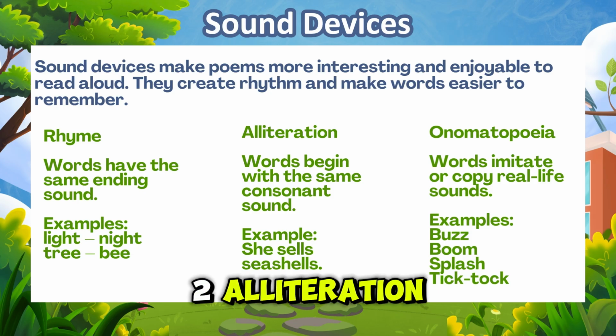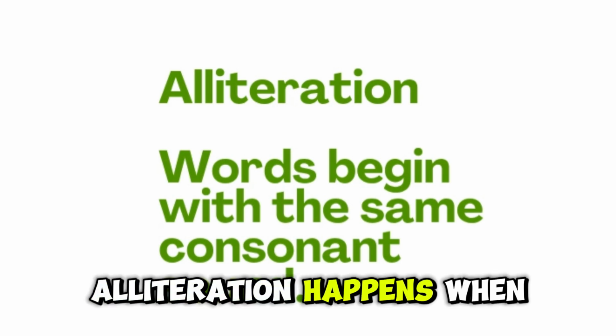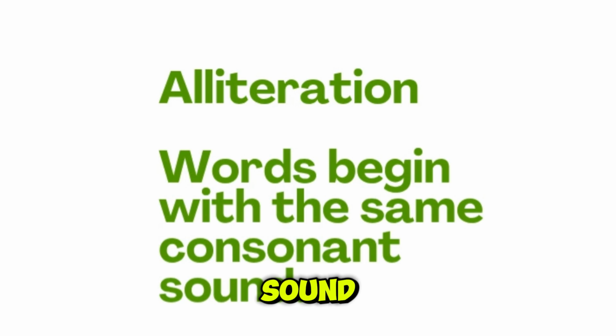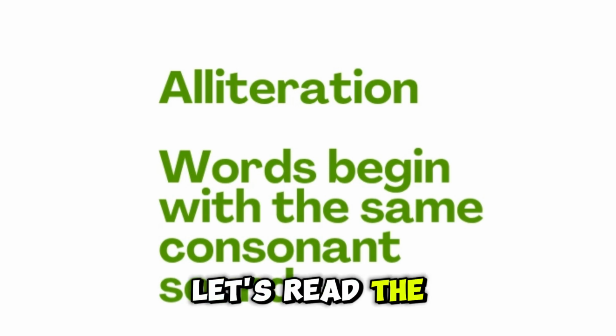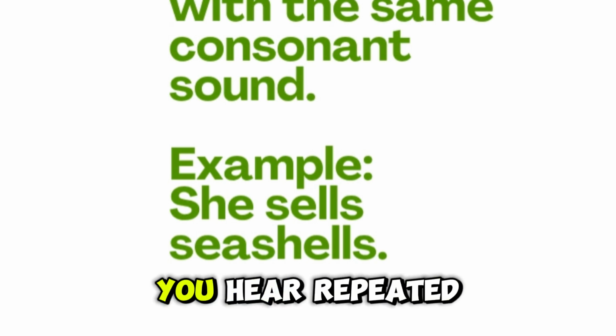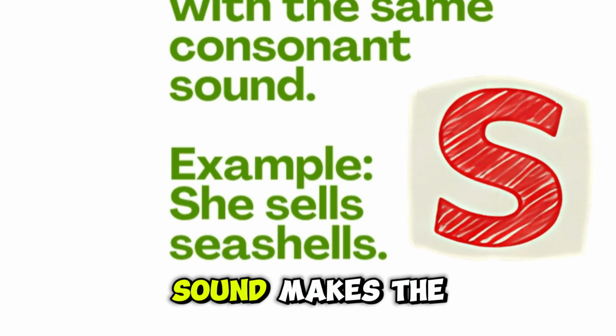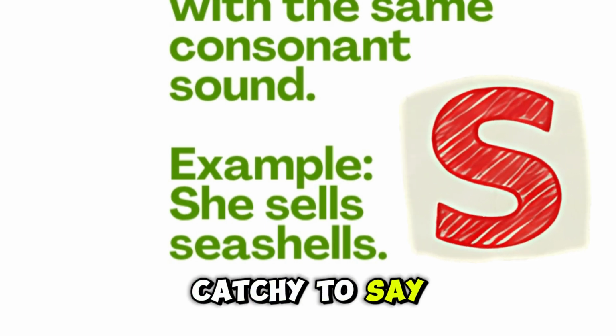2. Alliteration. Next is alliteration. Alliteration happens when words begin with the same consonant sound. Let's read the example. She sells seashells. What sound do you hear repeated? That's right. The repeated S sound makes the phrase fun and catchy to say.